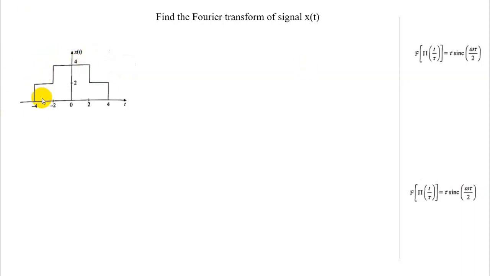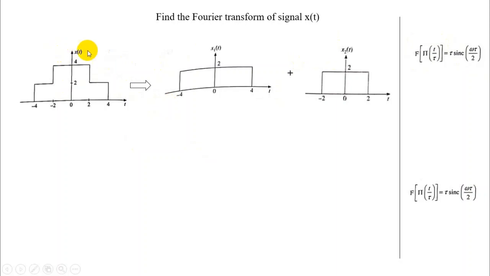If you have a close look at that signal, you will see that this signal can be composed of several rectangular signals like that. After summing all of them, this signal can be determined. As we know, the Fourier transform of a rectangular signal is a sinc function, so it would be very easy to get the final Fourier transform.